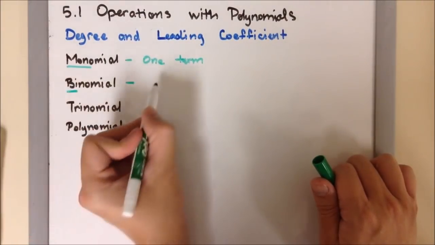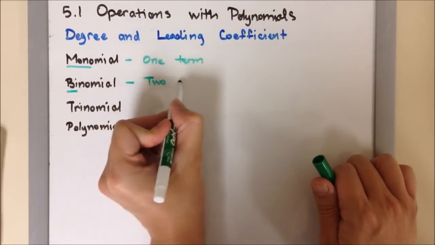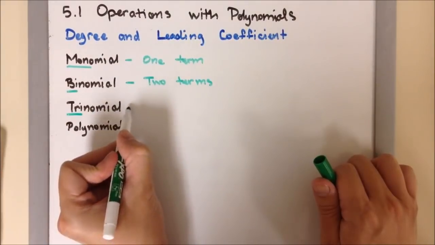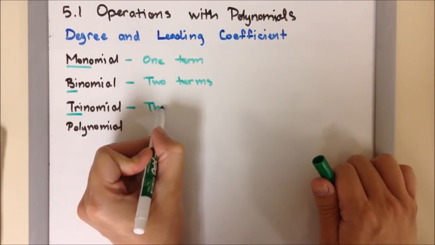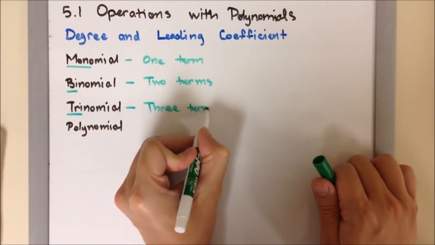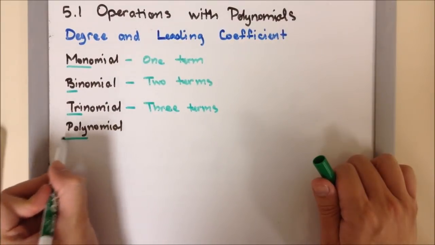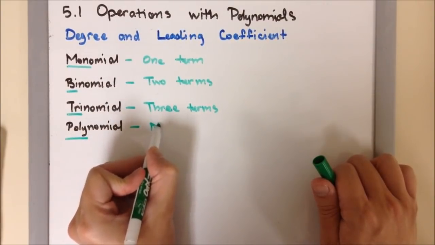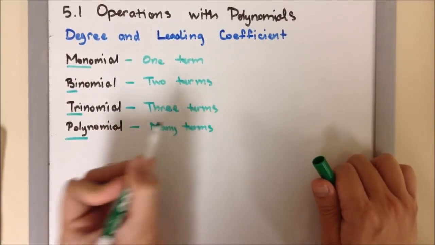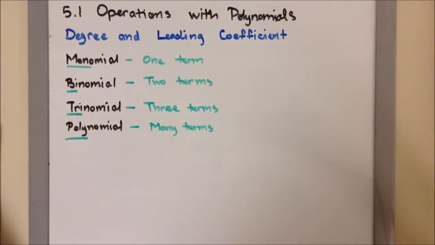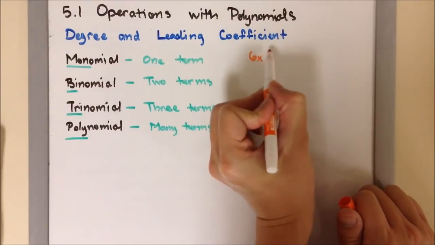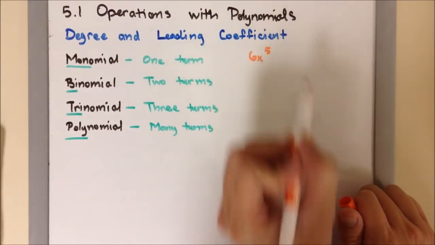Binomial, bi means two terms. Trinomial, tri, means three terms. And then polynomial, poly means many terms. Now, an example of a monomial could be, say, 6x to the 5th power.